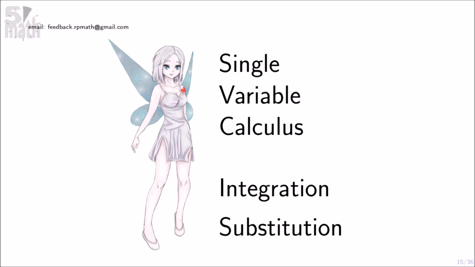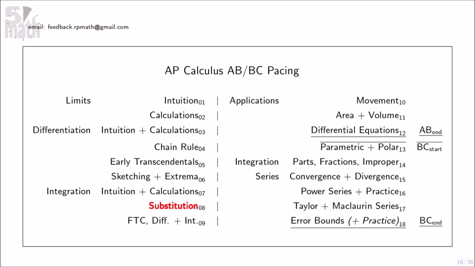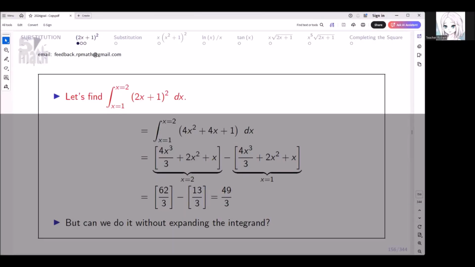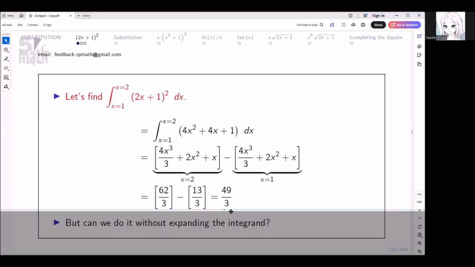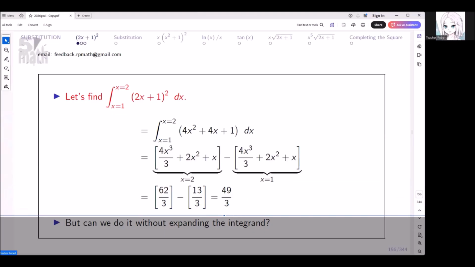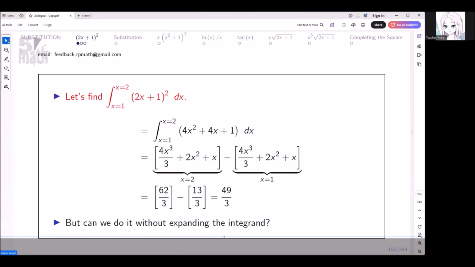Single variable calculus, integration, substitution. In terms of pacing, this is 8 out of 18. Let's find integral x equals 1 to x equals 2 of 2x plus 1 squared dx. We get 49 over 3. But can we do it without expanding the integrand?